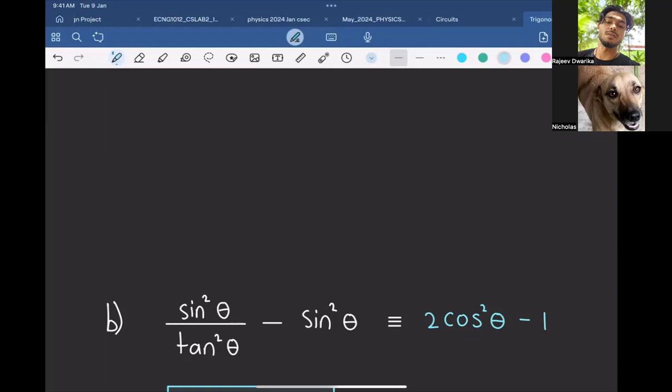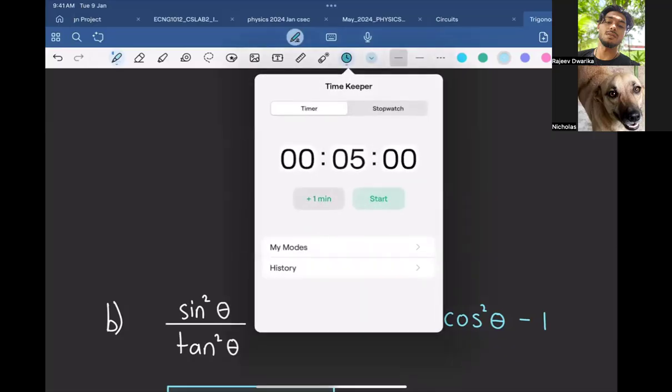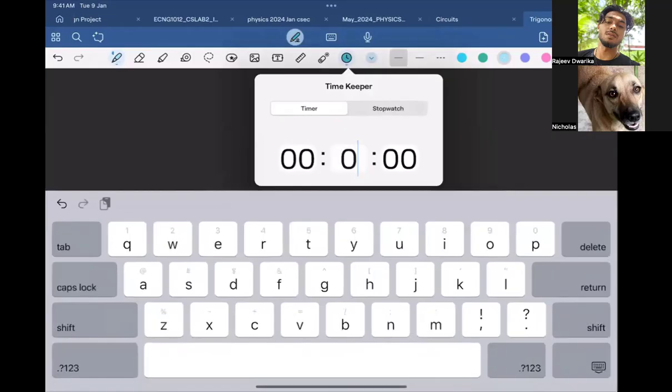You know, if you're getting through that one, sine squared theta over the tan squared theta. Yeah, I think so. Okay. I'll give you 3 more minutes.